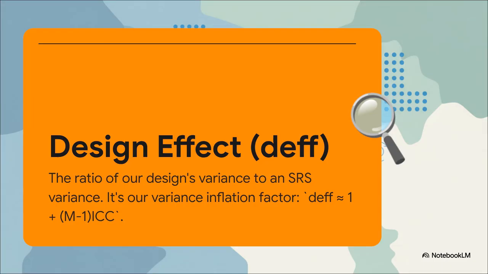The design effect, or DEF, just ties this all together beautifully. It's just a ratio: the variance you got from your cluster sample divided by the variance you would have gotten from a simple random sample of the same size. And look at that little approximation formula, 1 plus (m minus 1) times ICC. It's so powerful. It tells you that the penalty you pay for clustering, your variance inflation factor, is driven by just two things: how big your clusters are, m, and how similar things are inside them, the ICC.